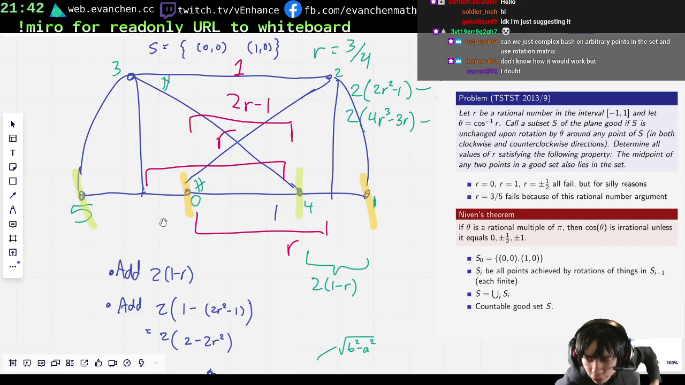Can I complex bash on arbitrary points in the set and use rotation matrix? Does that do anything? I feel like the complex numbers don't give me anything that the matrix doesn't already give me.